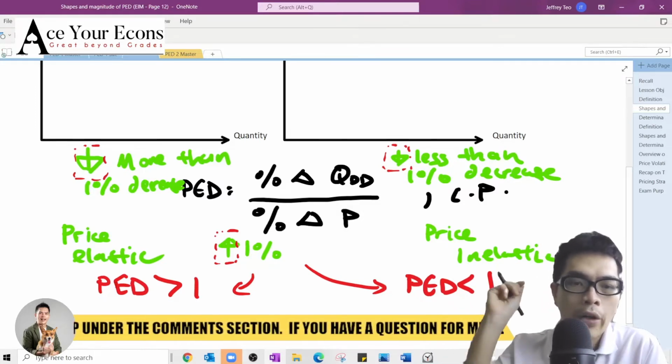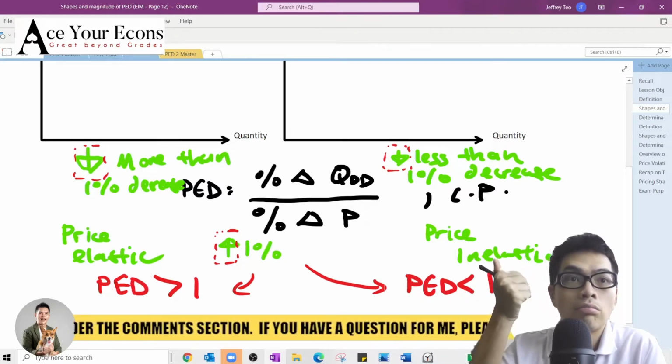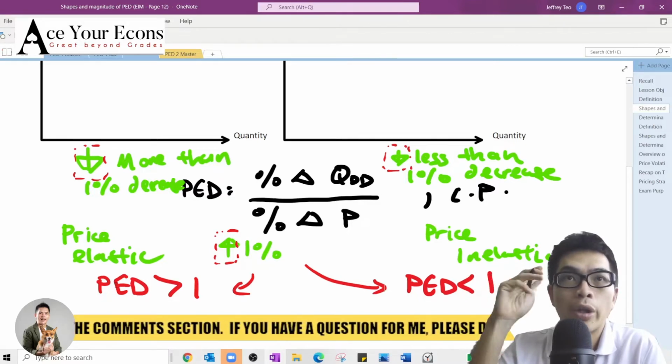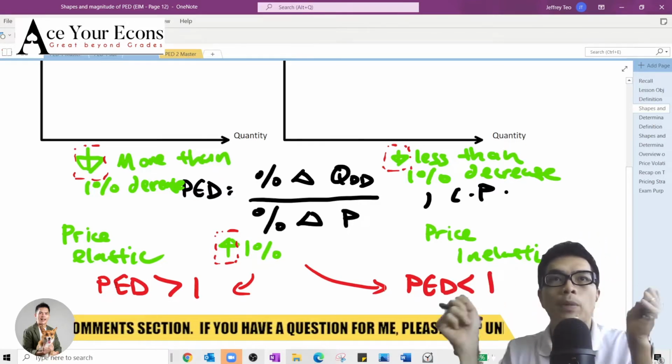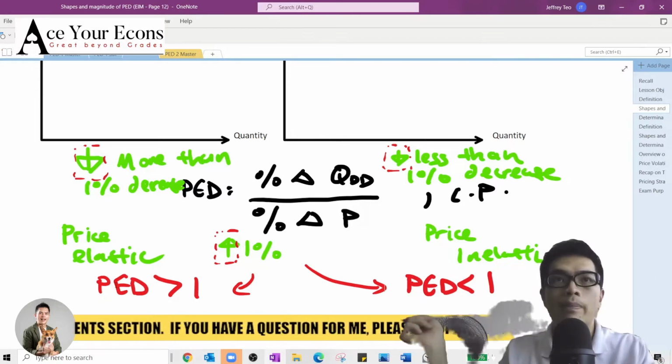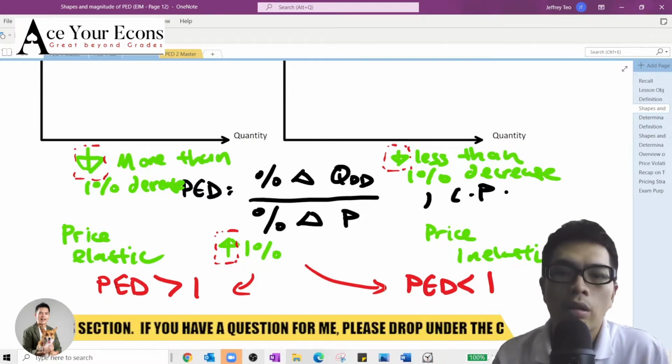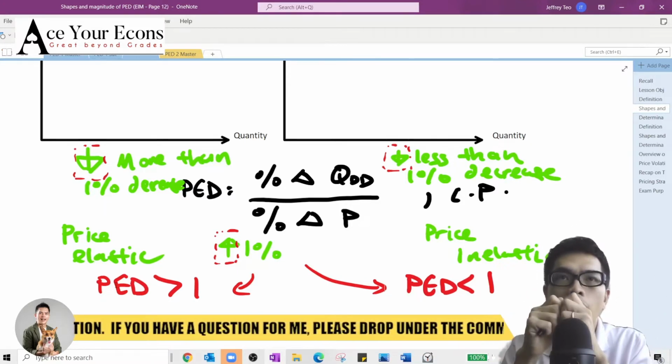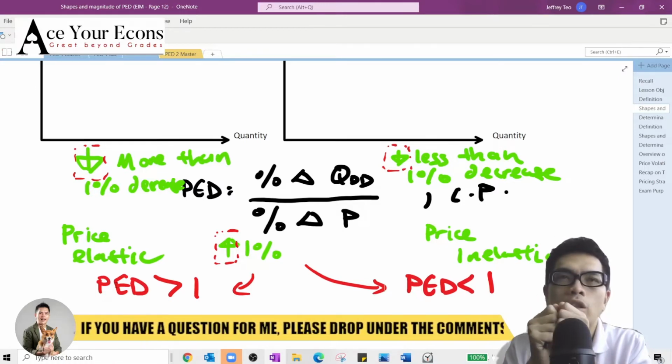So far, have we gotten the magnitude right? Hannah? Greater than 1 means responsive to price change, like a rubber band that can stretch. Less than 1 means not very responsive to price change. Very rigid.